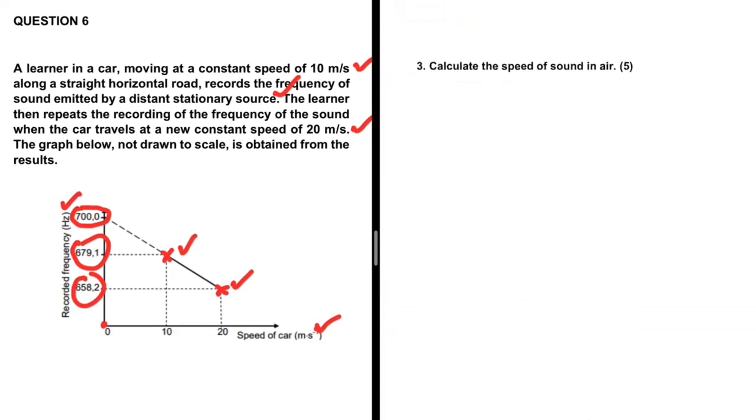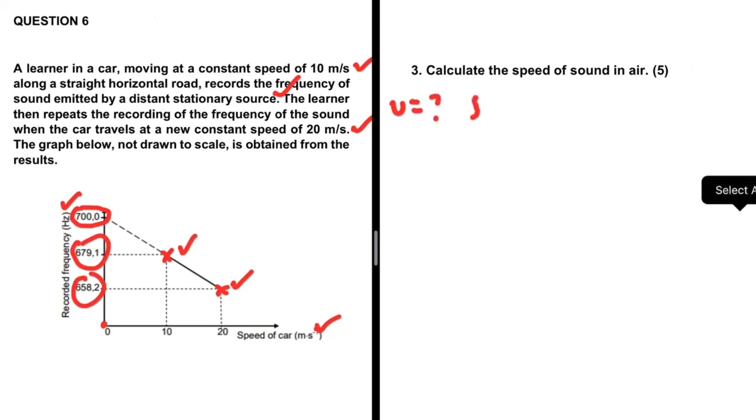Calculate the speed of sound in air. Right, calculate the speed of sound in air. So we know that we are looking for V. We know fully well that Fs is 700 Hz. That is the emitted frequency by the source as it is. And then what else do we have? Let's go ahead and take a look.